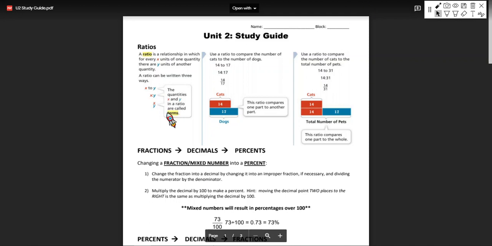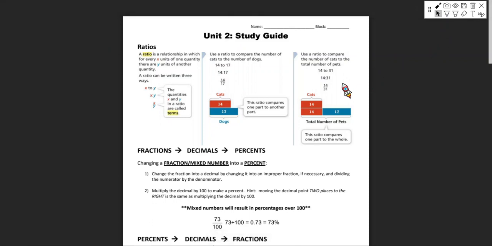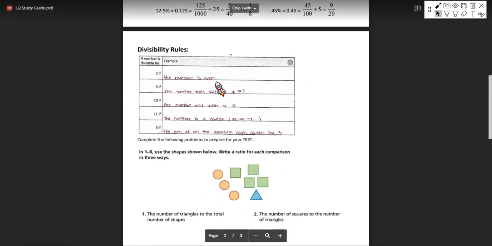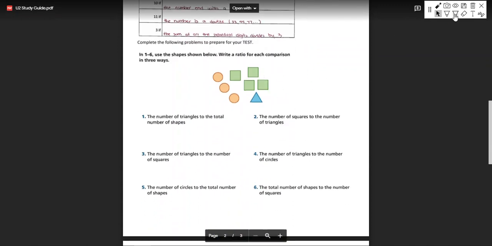Hello. Okay, so for this video, we're going to go over your study guide. Your study guide was not a required assignment, but it was a good idea for you to look at prior to taking your major summative. The first part of your study guide was just the review. You can also look at your notes. I added in the divisibility rules for you.